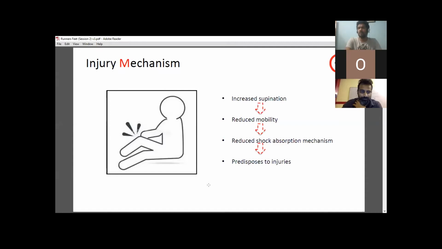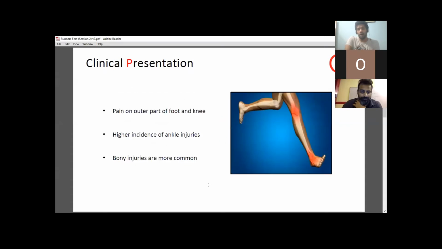In fact, there was a study which showed that medial flat foot runners typically come with inner thigh injuries, inner ankle injuries and soft tissue injuries, whereas high arch or oversupinated foot runners come with bony injuries, outer ankle injuries and outer knee injuries. Like I said, this is what I just discussed in the previous slide. Pain typically comes on the outer part of the ankle and the outer part of the knee.